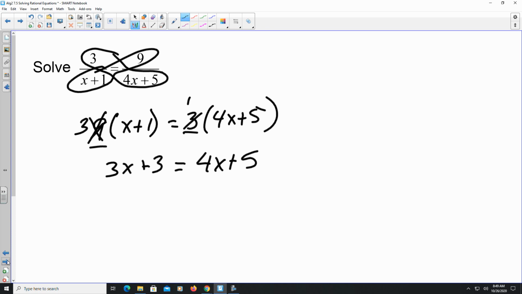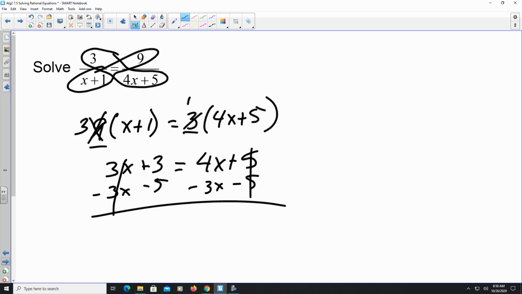So from here, I've solved for the variable, so I'm going to subtract 3x from both sides. I'm going to subtract 5 from both sides. So now this cancels, and I'm left with negative 2 is equal to x.